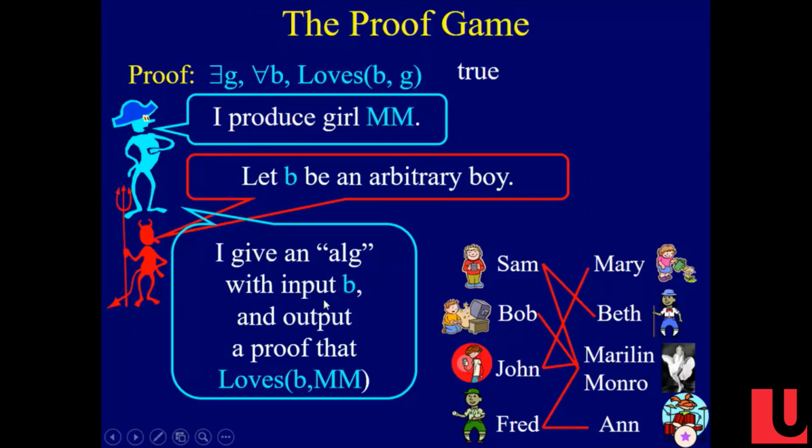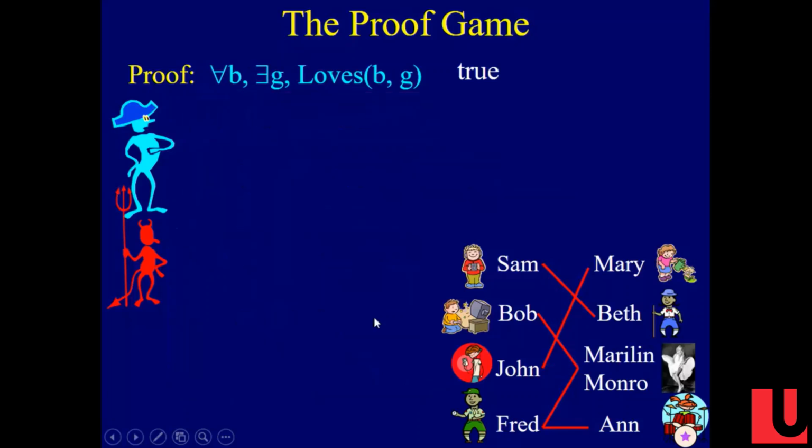All right, so here I'm thinking about this proof as an algorithm. What's happening here? I come up with a girl, then the adversary gives me a boy. And then for an arbitrary boy, I have to prove that that boy loves Marilyn Monroe. Somehow I have to prove an arbitrary boy loves Marilyn Monroe. And you know how you do that.